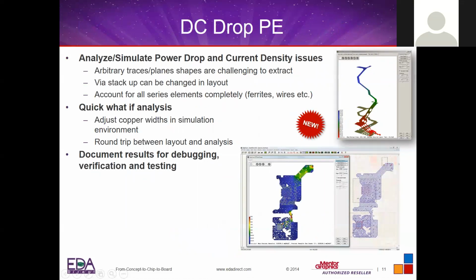So there's a product that we have. It's called the DC drop PE, which is strictly just looking at the DC voltage drop as well as the current density, and that's what I'll be showing today. Pretty easy to use, you can see later on, and it allows you to validate those power rails before going into manufacturing. Very easy to use, no need to be an expert in doing these kind of things.